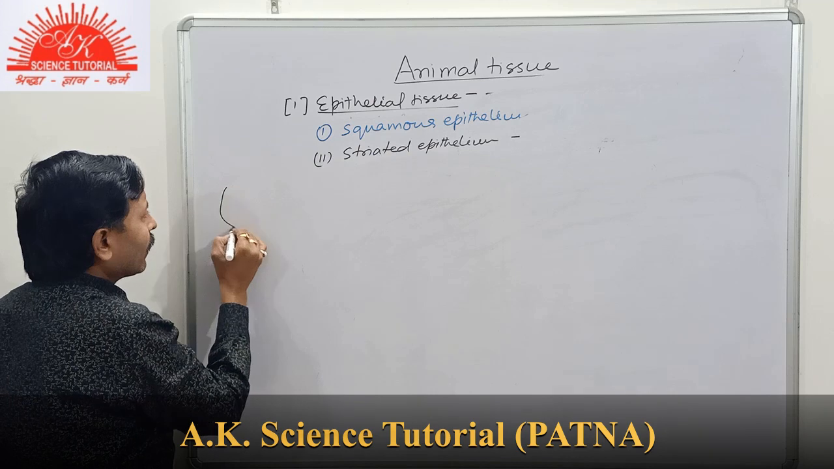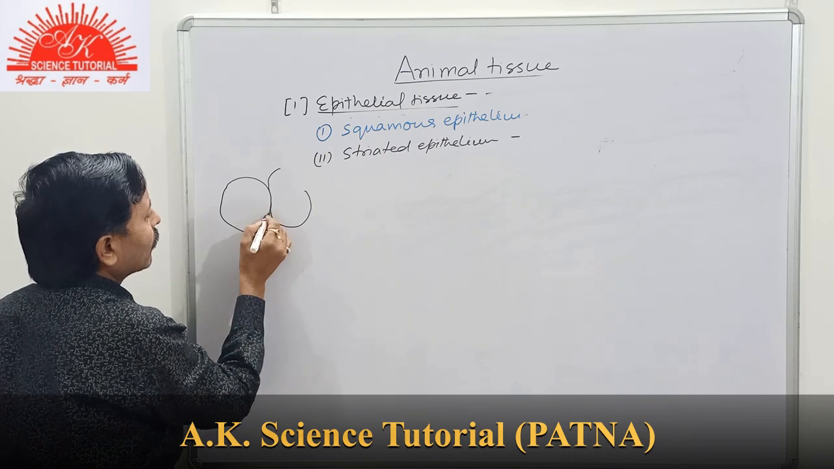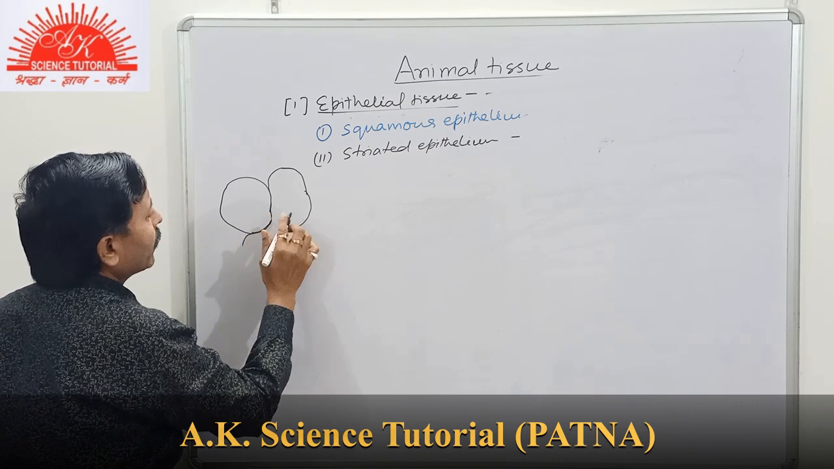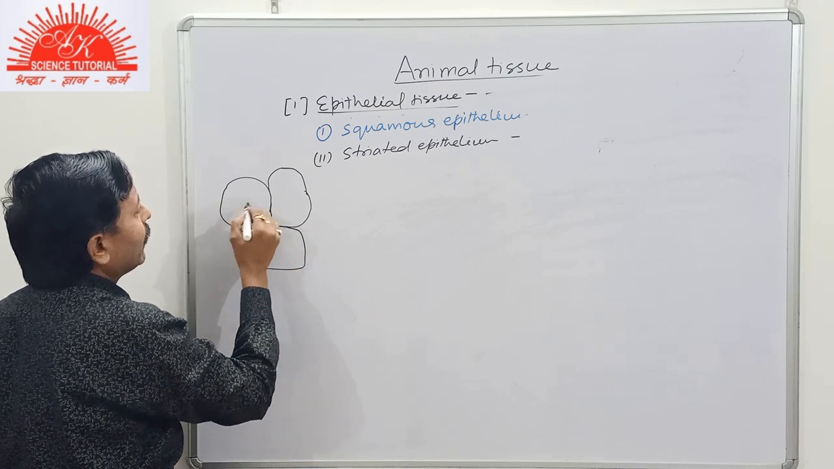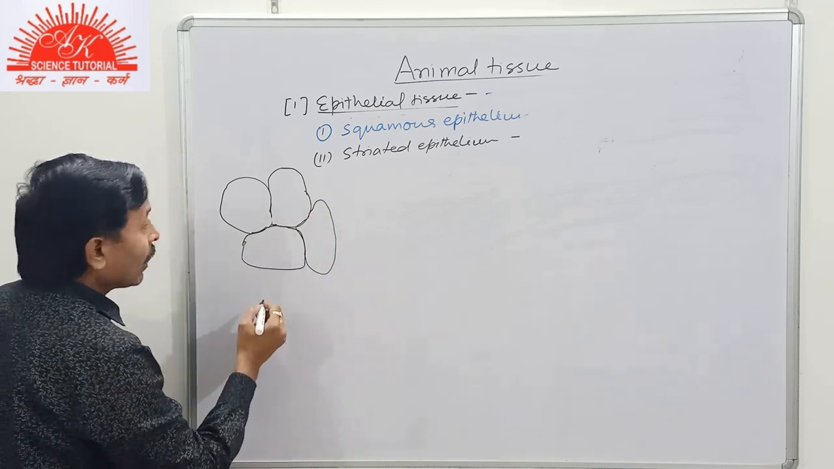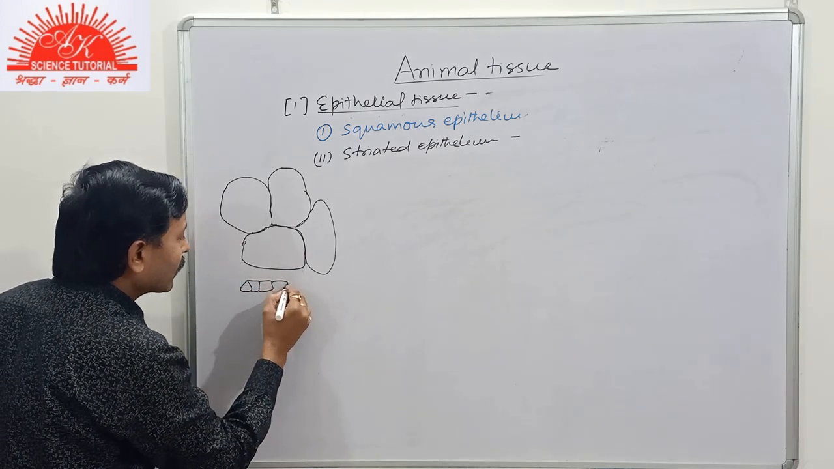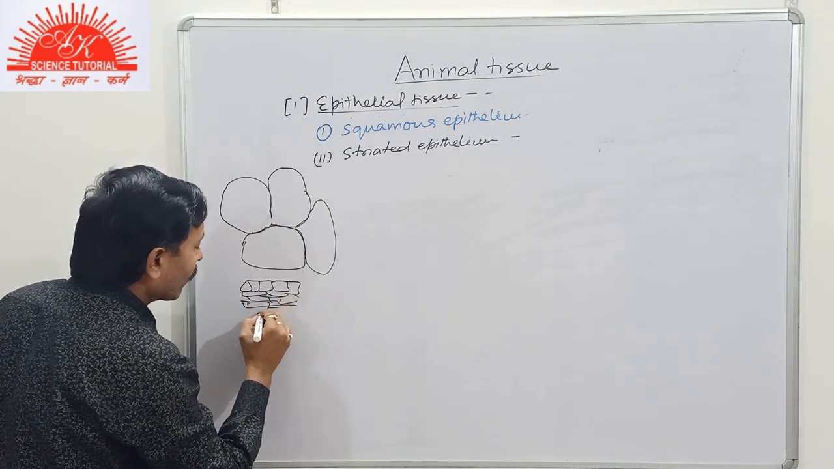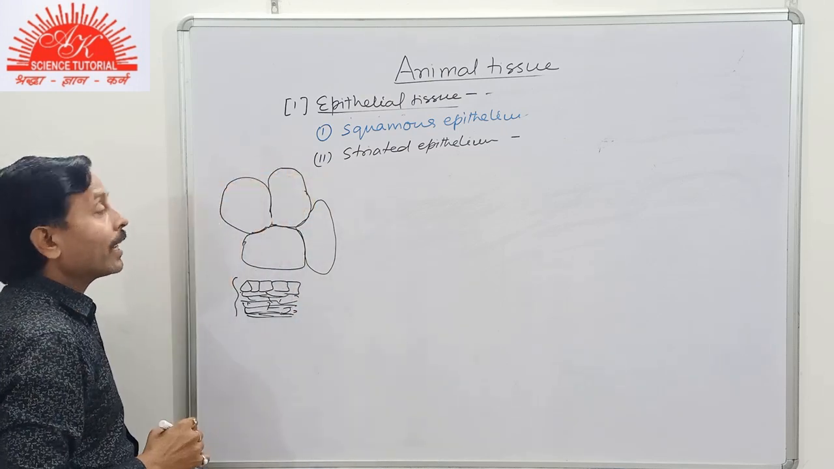If we study the structure, now you see here is the squamous epithelium. Suppose we take like this, squamous epithelium, and so on. So this will be the squamous epithelium, suppose. Whereas in stratified cells we see that there are layers of cells, flat cells. Suppose there is the layer of cells. There are many layers of cells, hence it is called stratified.